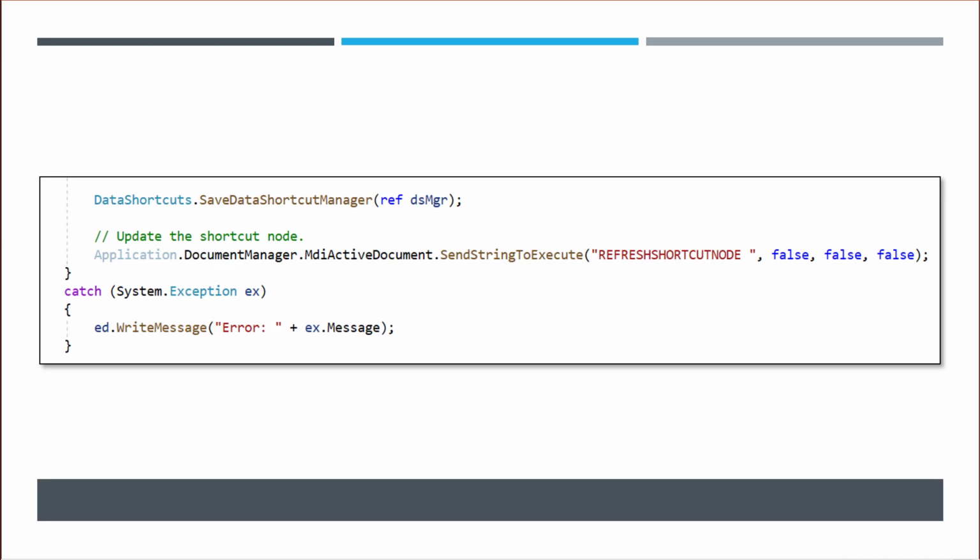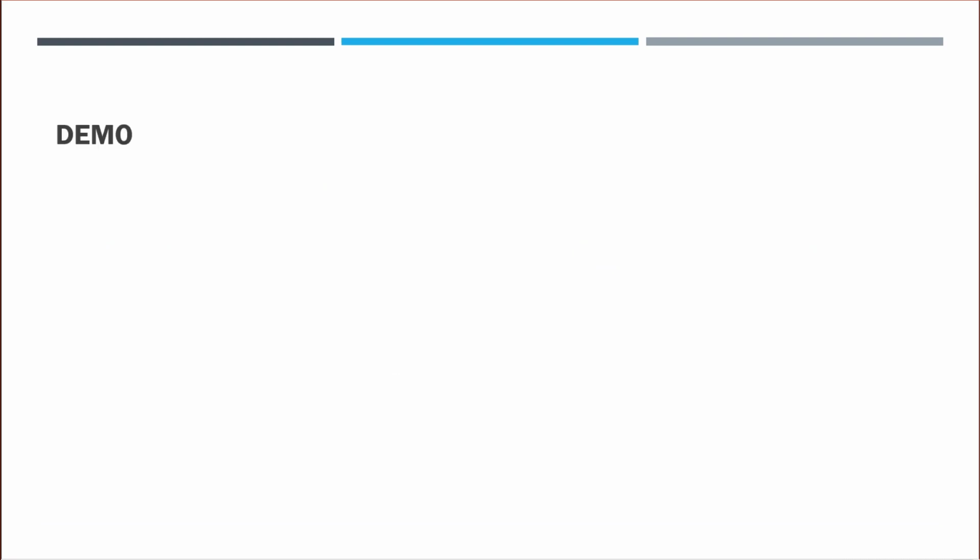And then to apply the change, we save the data shortcut manager by passing in the data shortcut manager object. And then we can refresh the data shortcut node using the command line method. And if there's any errors, the error messages catch it.